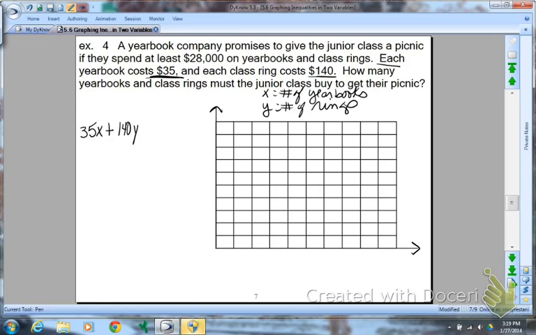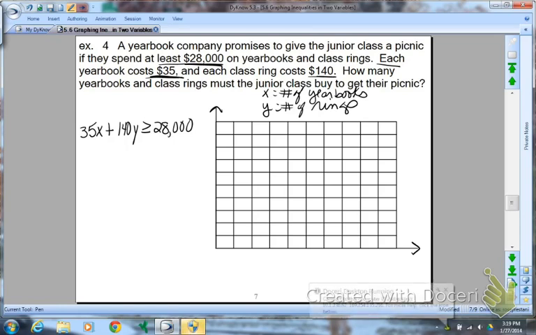But I know that as a group, we need to spend at least $28,000. Can we spend more than $28,000? Can we spend exactly $28,000? So the symbol would be greater than or equal to $28,000. So there is the equation.